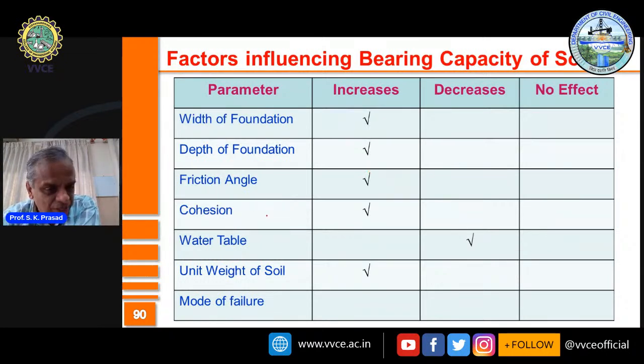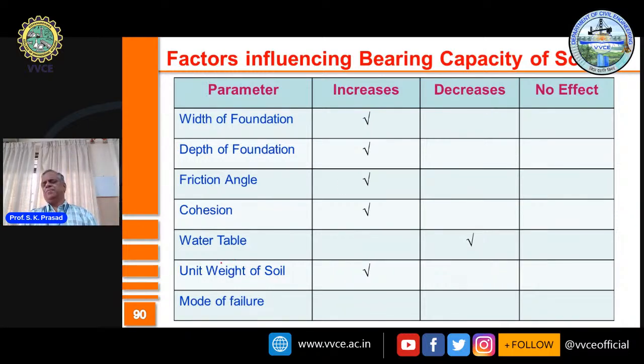You increase cohesion, bearing capacity increases. In general, increase C, increase phi, both help you in increasing the strength of soil. When the strength of soil increases, bearing capacity has to automatically increase. What happens to water table effect? I always say that presence of water is the worst enemy to a geotechnical engineer. Presence of water in ground reduces bearing capacity. Bearing capacity may reduce to even half. So it decreases bearing capacity.